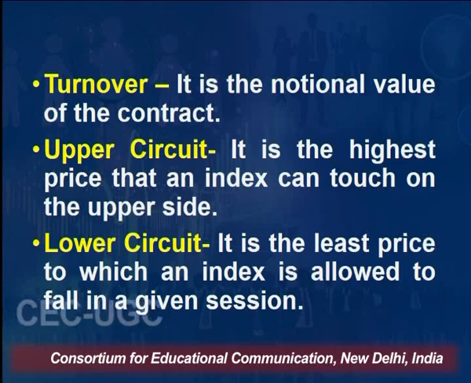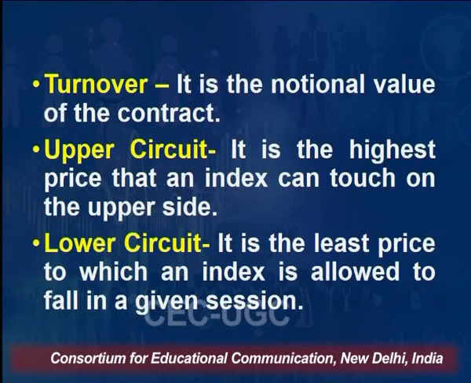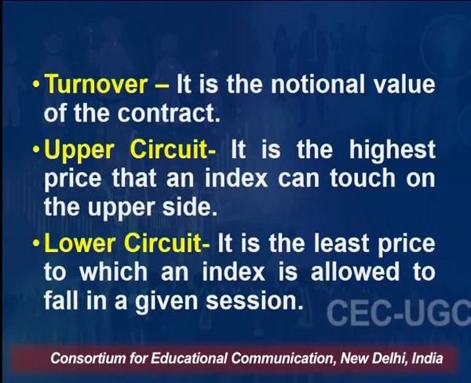Upper circuit, lower circuit. Upper circuit means in order to check the fluctuation in the stock market, the exchanges, that is the BSE and the NSE, guided by the SEBI, fix up the upper limit and the lower circuit. Upper circuit means what is the maximum price that can go on a particular day. Normally it is 5% to 20%. That is depending on the volatility in the market. In its wisdom, the stock exchanges take a decision. The idea is that there should not be a very high degree of fluctuations.